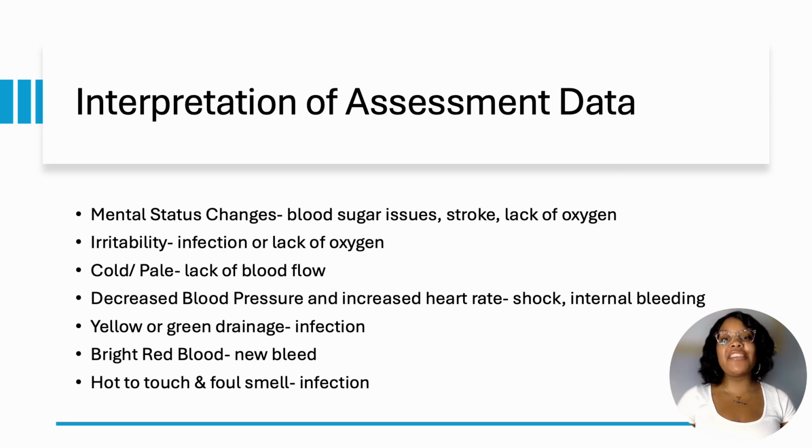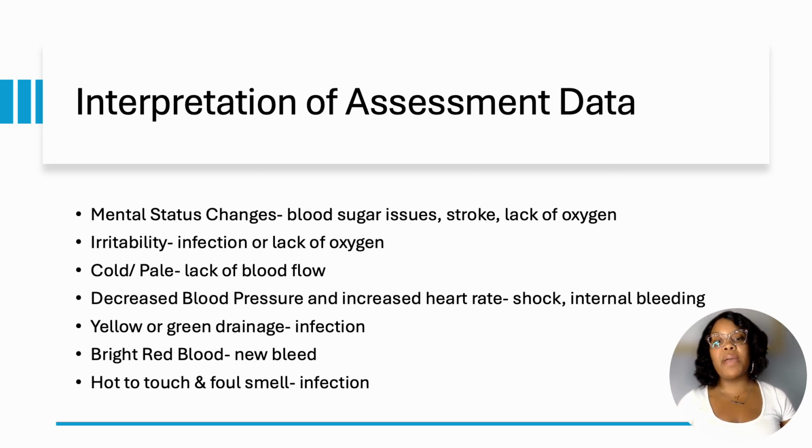All right, so interpretation of assessment data. These are not all the things, but in my 9 years of being a nurse, these are some things that I learned. If you have a patient who has mental status changes, that could be blood sugar issues, a stroke, or a patient just having a lack of oxygenation. That's why it is so important to get a baseline assessment done as soon as possible, because like I say, if something goes down, we have something to compare it to. If your patient is now dealing with irritability when they weren't before, that can show a lack of oxygenation and infection as well, especially in the elderly.